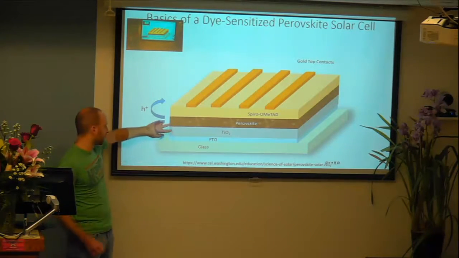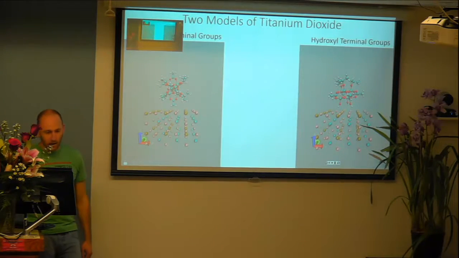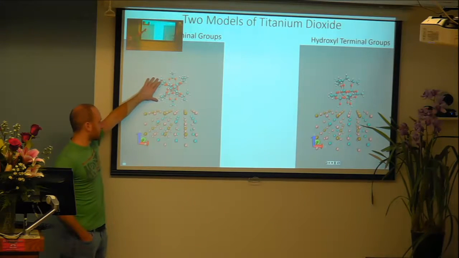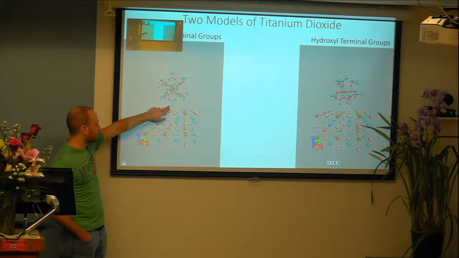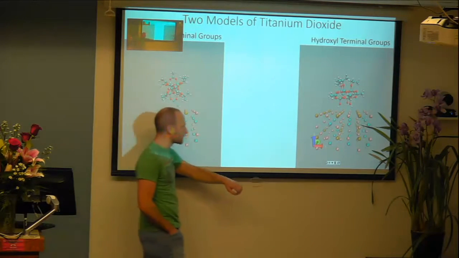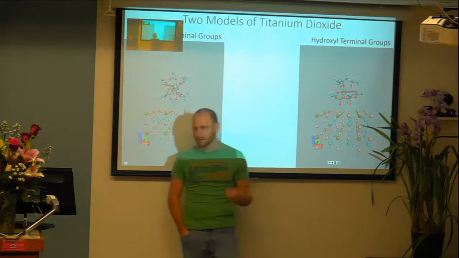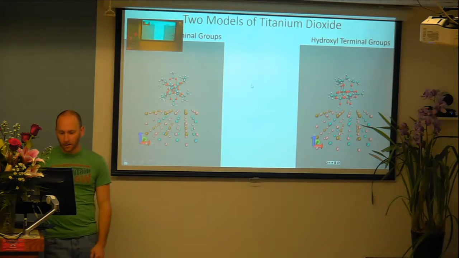So in particular, I'm looking at this interface here. These are the two models that I'm working with. We've got the titanium dioxide on the top and the perovskite on the bottom. We have an isopropanol linker group in this case, and hydroxyl linker groups in this case. We're just looking at the differences between these and trying to characterize them generally.